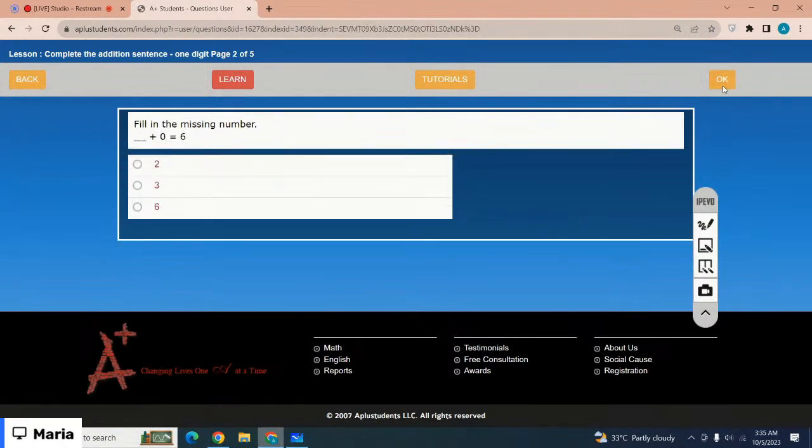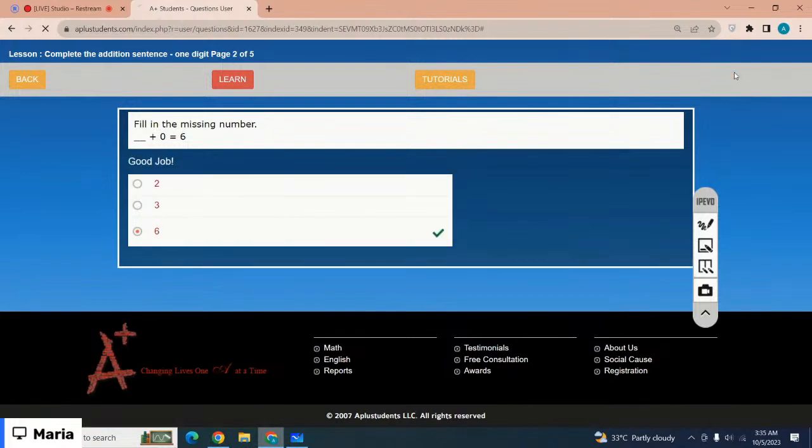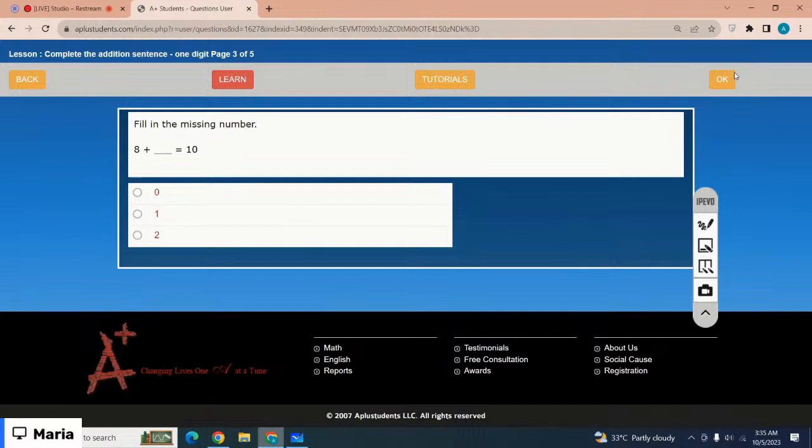Okay, fill in the missing number. Which is the correct option? 0 plus 6 makes 6, right? Fill in the missing number. Which is the correct option? 8 plus the missing number equals 10. So which number is missing?